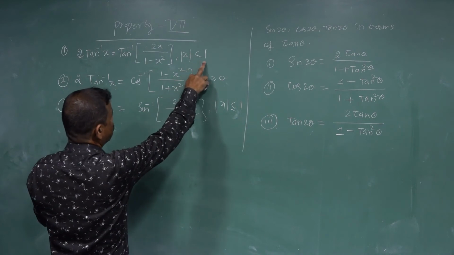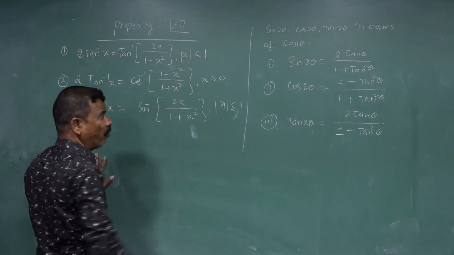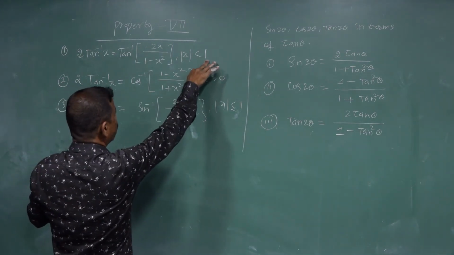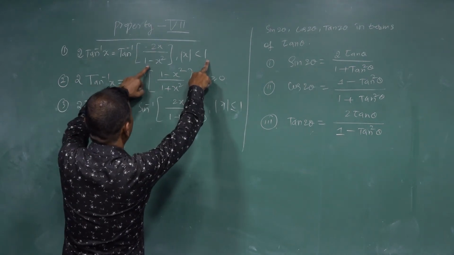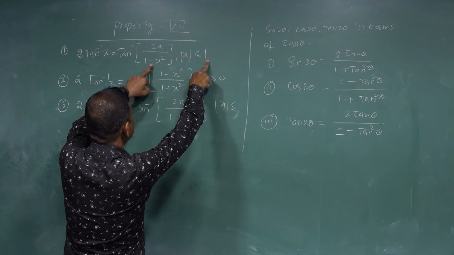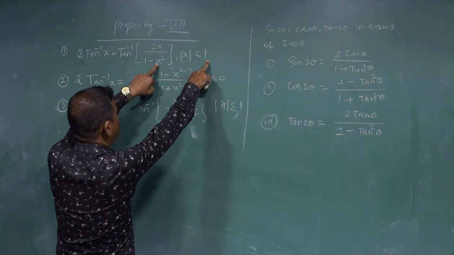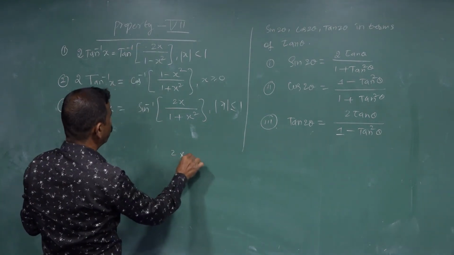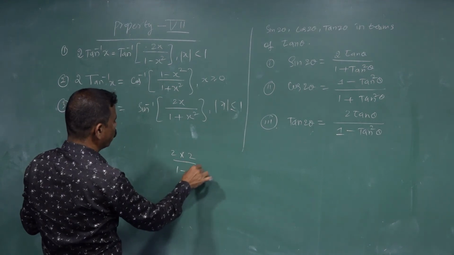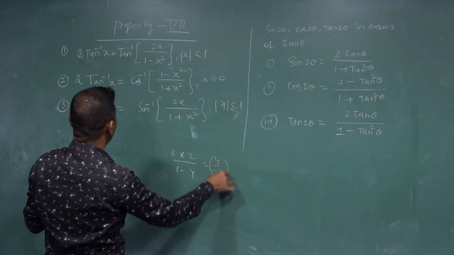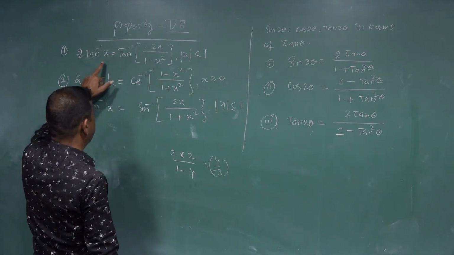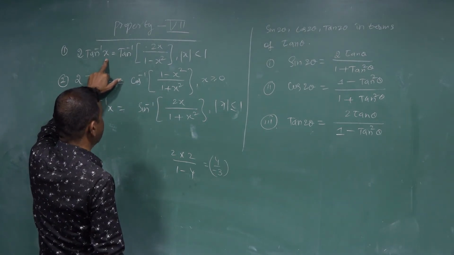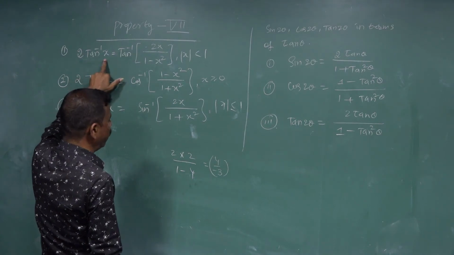If any value considered is below 1, take another value. If you take 2 here, 2 into 2 is 4, and 4 by 1 minus 4, that is 1 minus 4, so negative comes. 2 into 2 by 1 minus 4 is 4 by minus 3. But here 2 tan inverse of 2 would give tan inverse of 4 by minus 3, so this value cannot exist.